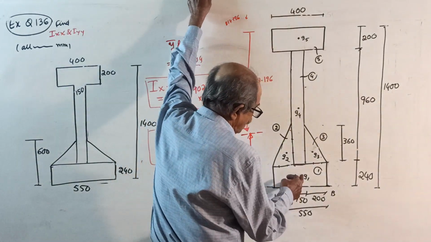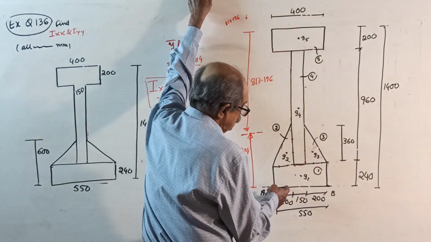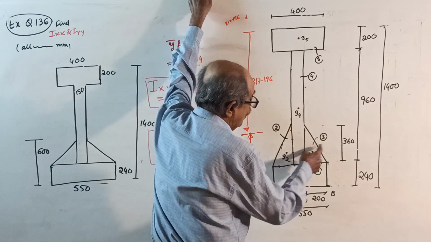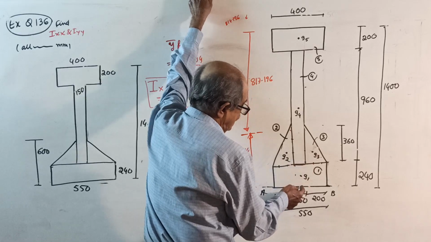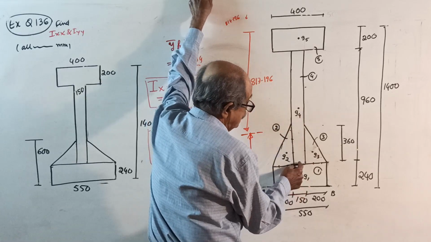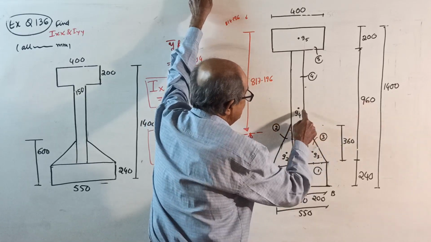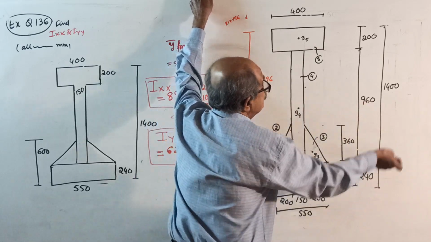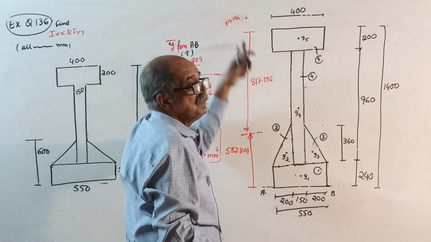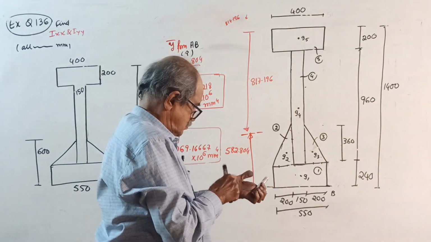Y1, 240 by 2. Y2, 240 plus 1/3 of 360. Same for Y3. Y4, 240 plus half of 960. Y5, 1400 minus 200 by 2. I will calculate Y bar.